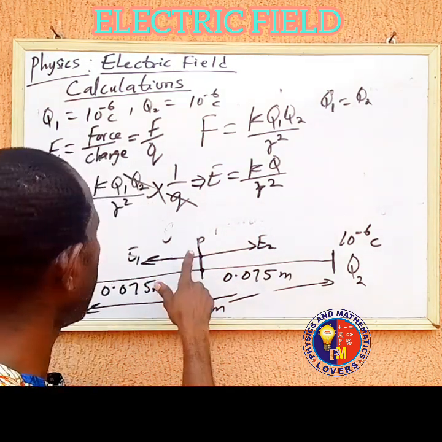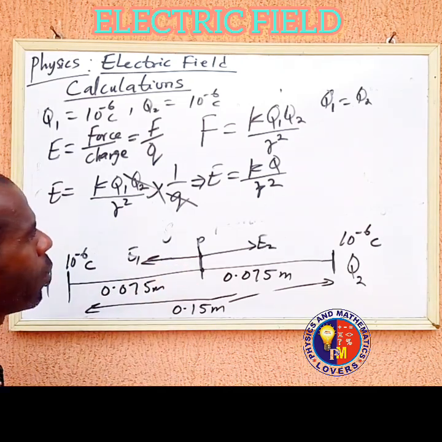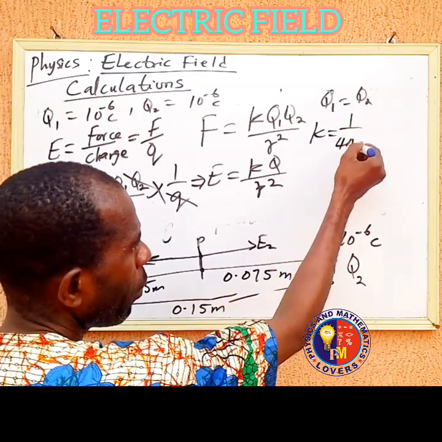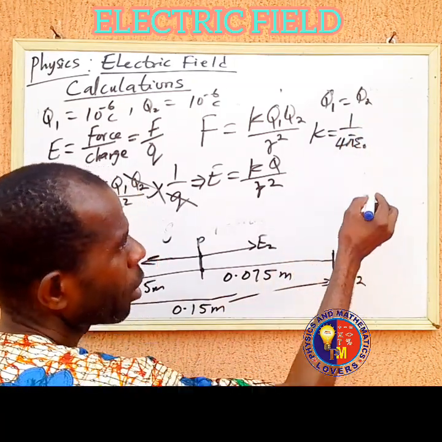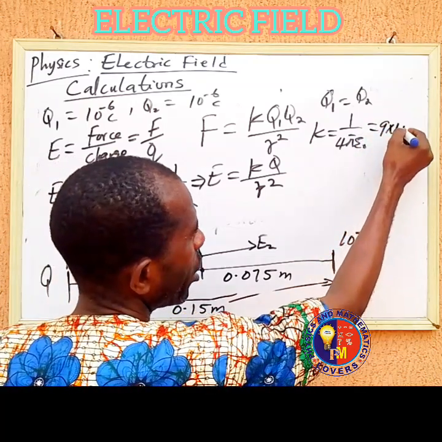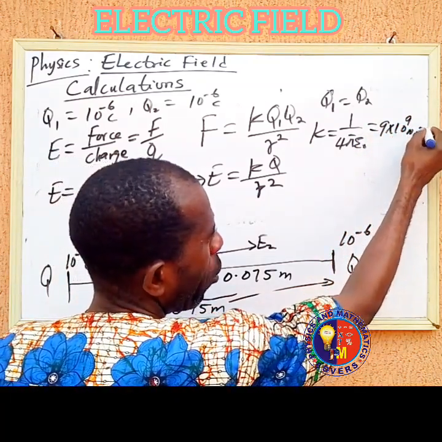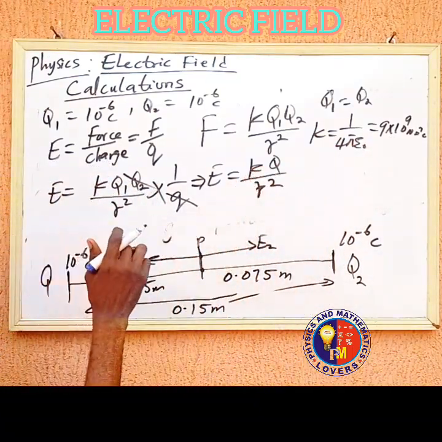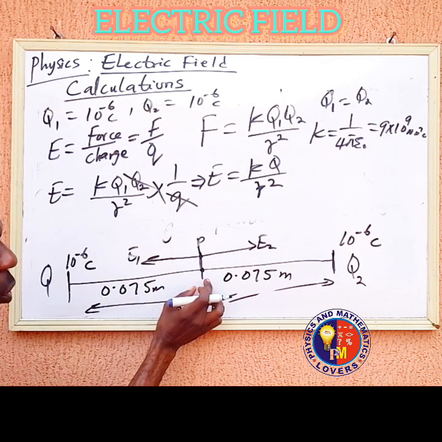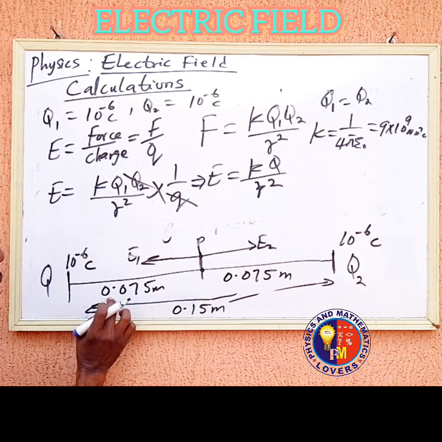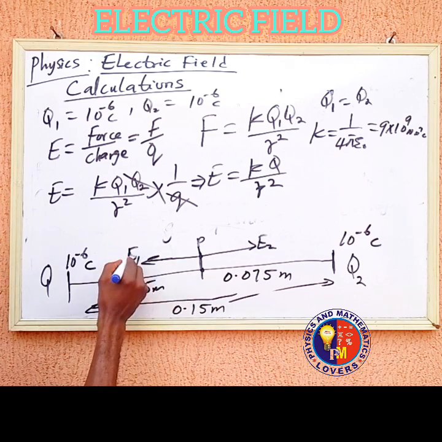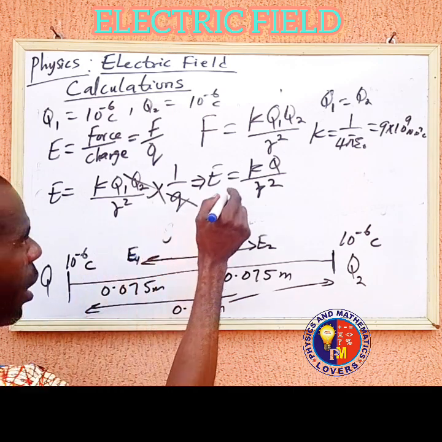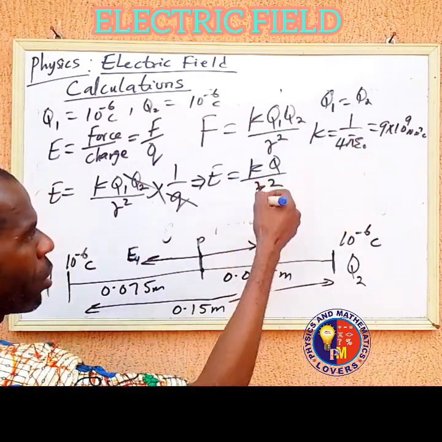Let's calculate the strength now, E1 at P. So we have the formula. But remember, this K here has a value. K is equal to 1 over 4 pi epsilon-naught, the permittivity, which is the same thing as 9 times 10 raised to the power 9 Newton meter squared per coulomb. That is what we are going to use to replace this here. And our R in this case, since P is at midway, we are not going to use the total distance. We will use 0.075 because we want to calculate the electric field strength at P. It will be between here and here. Our Q is 10 raised to the power minus 6.